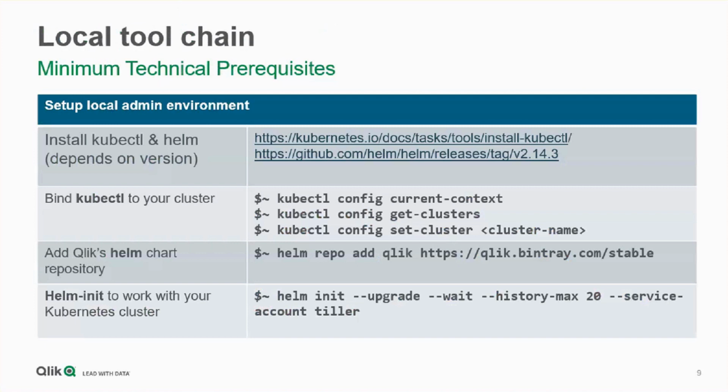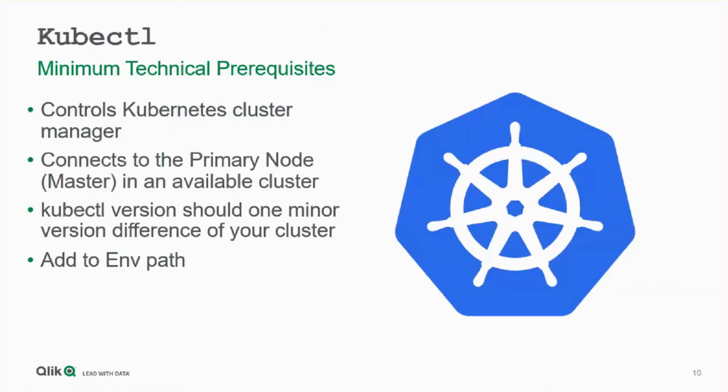So one is kubectl and Helm. Both of these are tools that allow you to interact with the services of Kubernetes in different ways. One of the things you'll have to do is make sure that you're pointed to the right Kubernetes cluster. And so what you'll see here are just some basic commands for pulling the requirements for these two different products. What this allows you to do is control the Kubernetes cluster manager. So it's a command line for the Kubernetes cluster.